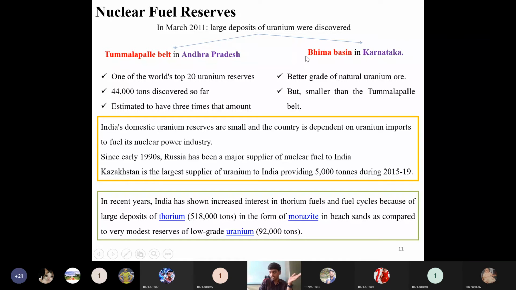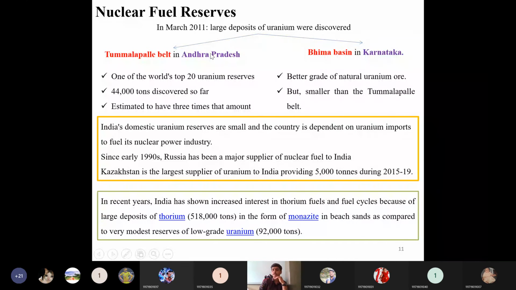Then next one is this Bhima basin. It has a better grade natural uranium ore. The grade is much better, but the reserve is very small compared to the Tummalapalli belt. Bhima basin's quality is high, but the quantity is very low.